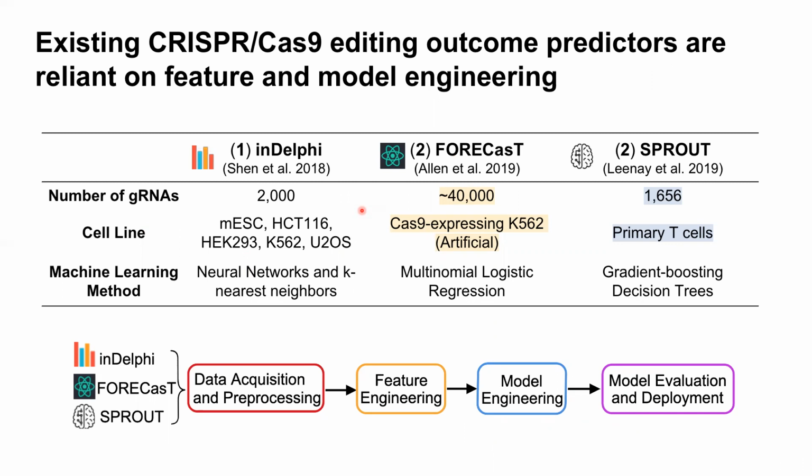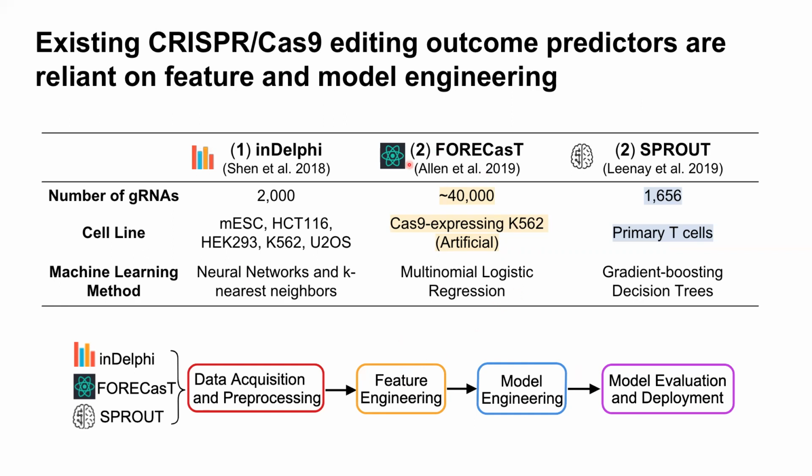Before this work, there were 3 existing CRISPR-Cas9 editing outcome predictors called inDelphi, Forecast, and Sprout. However, all of these methods are reliant on existing and incomplete knowledge because they require both feature engineering and model engineering. So in this work, we proposed an alternative automated approach and trained our models on the data sets that these previous works generated and were based on.